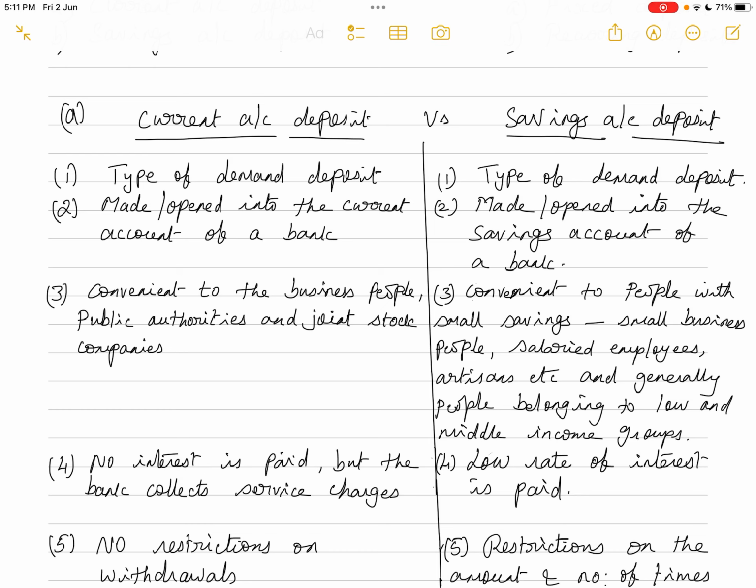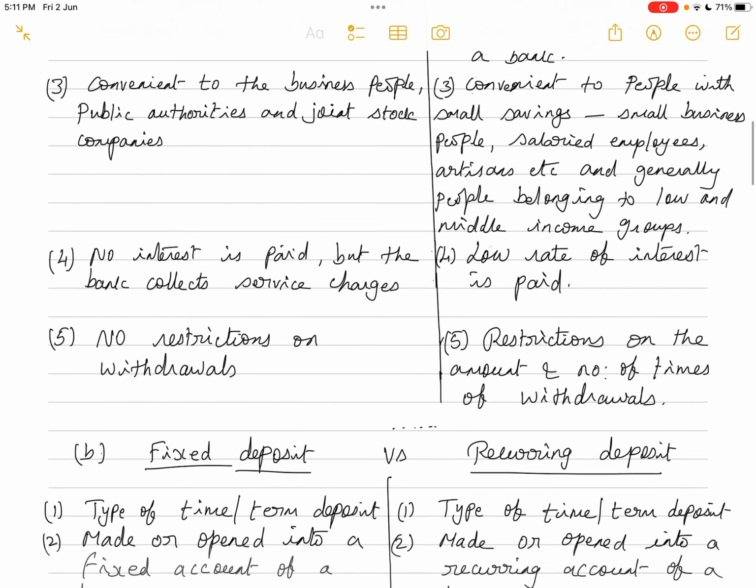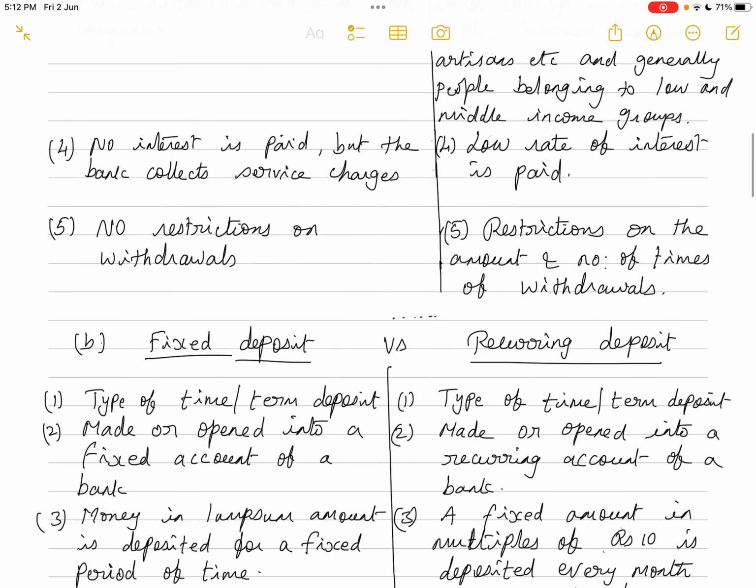Anyway, in the current account the bank does not pay any rate of interest, whereas in the savings account the bank pays a rate of interest, even though it is low. And regarding withdrawals, for the current account holder there are no restrictions on withdrawals. Anytime the current account holder wants the money, he can withdraw. That is the reason the banks cannot lend this money to another customer in the form of a loan.